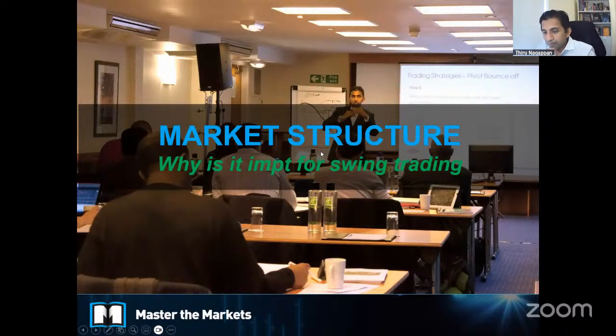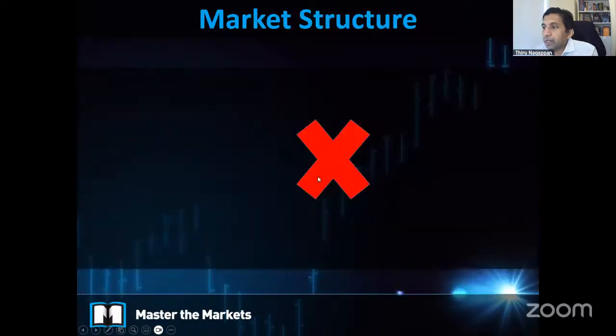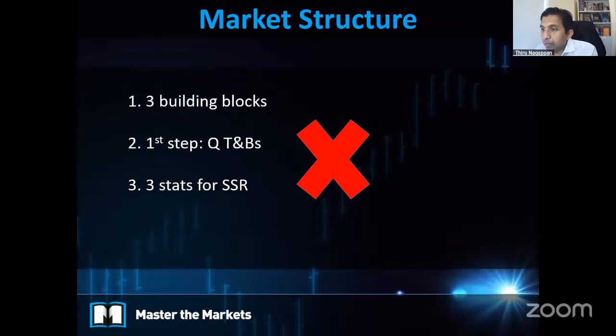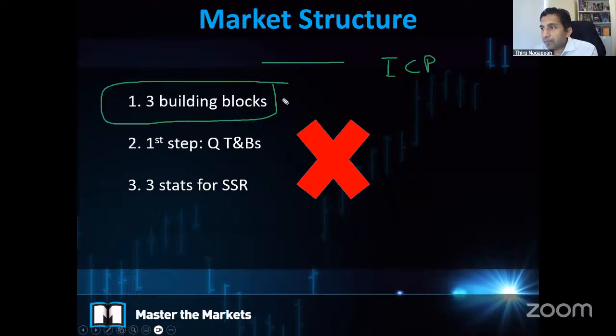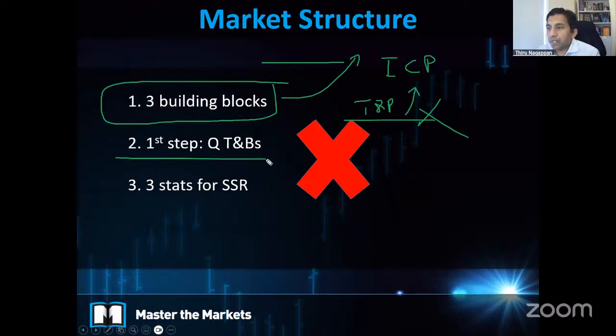So, market structure. Why is it important for swing trading? These are the three things that people do not have, and that's why they do not have a market structure, and that's why they get inconsistent performance. They don't know the three building blocks to get the market structure, and because of that, they don't know what their trend and phase is across any time frame. They just do not know. That also leads to inconsistent performance. The first step to solve all of that is to learn your three building blocks, which I'll go through in a bit.